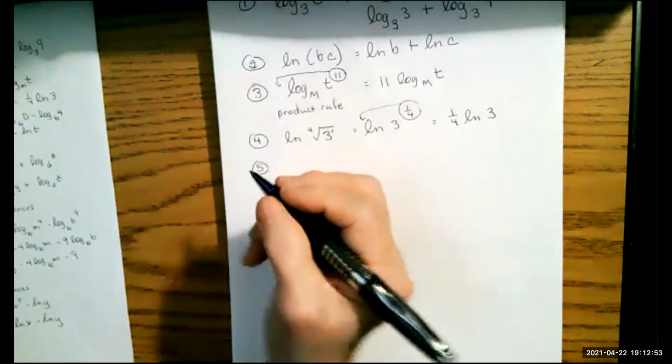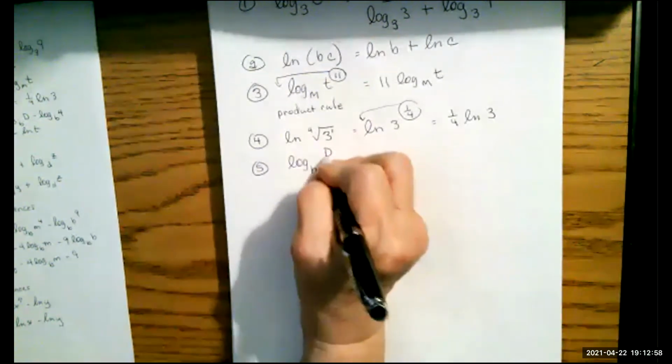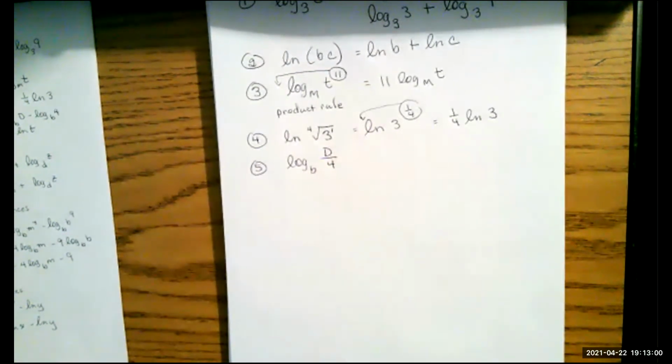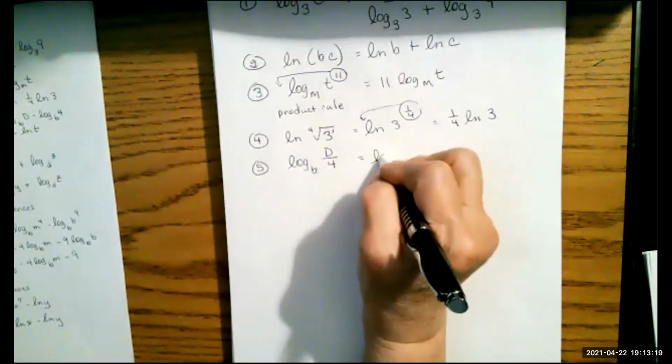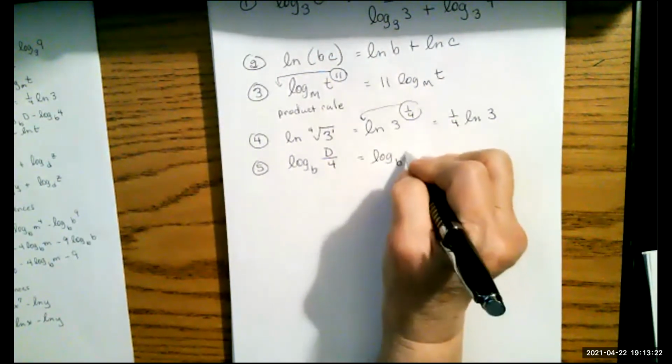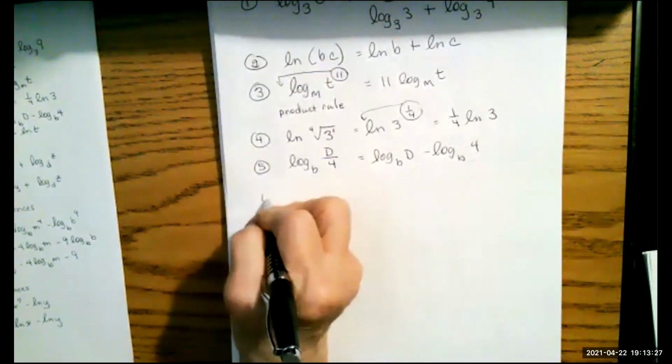Okay. Number 5 is a difference, so we have log base b of d over 4. That's a quotient. I'm going to use the quotient rule. Let's see, that's going to be log base b of d minus log base b of 4. That's subtracting them.